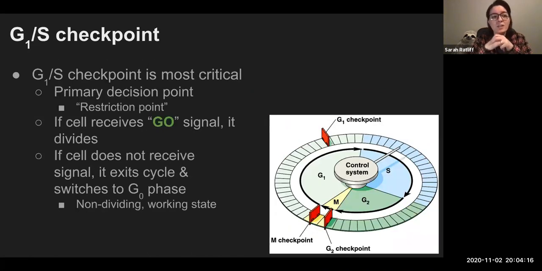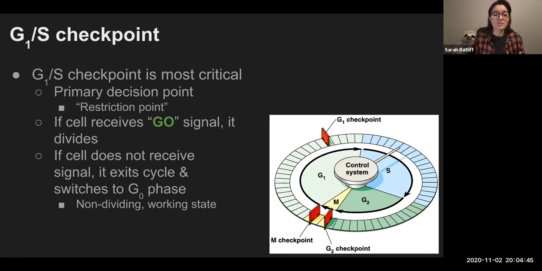So here's another look at it. This very, very critical, most important of all the checkpoints is the G1/S checkpoint, right between the G1 phase and the S phase. Because if it gets past this point, chances are it's going to divide. It may be able to slip past those other checkpoints, but this is the one you've got to get through, that's the most important.